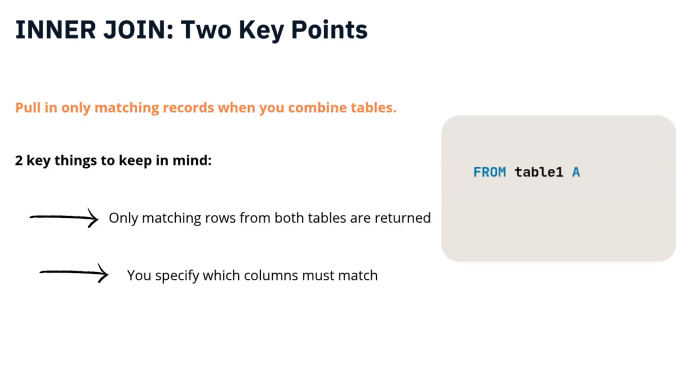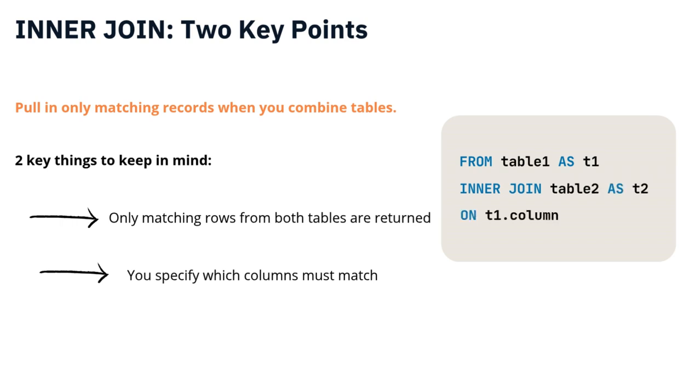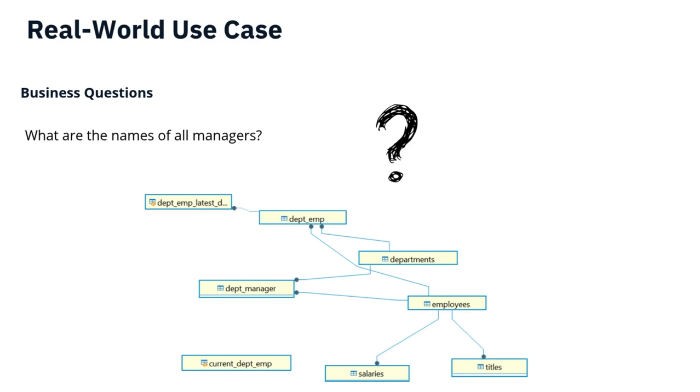The real order of execution begins with the FROM clause, so first SQL looks at the first table, in our case table 1. Then it moves to the inner join, and it brings in the second table, table 2. Next, it applies the ON condition. This is where it compares values in both tables and keeps only the matching rows. And only after that, SQL finally gets to the SELECT part. It picks the specific columns you asked for and shows the result.